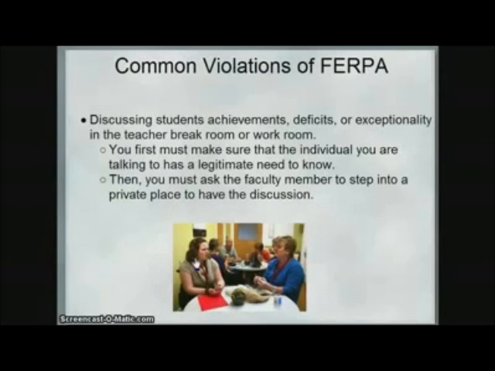Another violation is visiting about certain students in the break room or the workroom. Even if you don't use their names or use their initials, that is still a violation of FERPA.